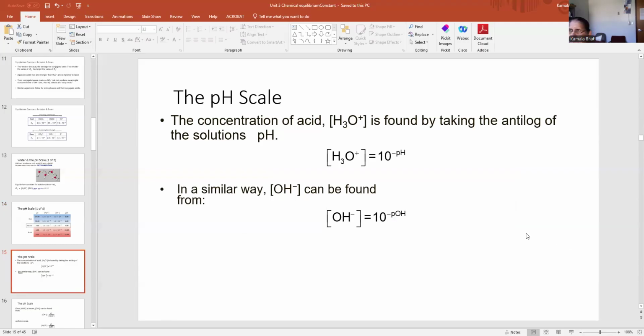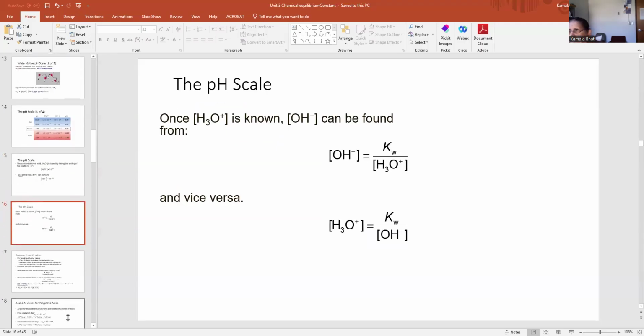Now, how do we count? If the pH or the pOH is given, how does one calculate the concentration in moles per liter of the respective ion? The solution is just to take the antilog of the pH, and then you can get the answer. How do you write it? Basically, you put it 10 to the power negative pH, and you can find it.